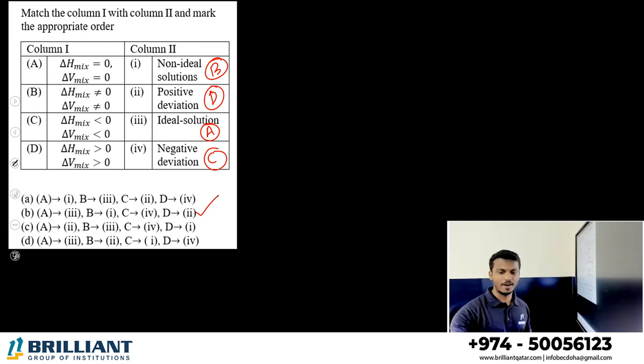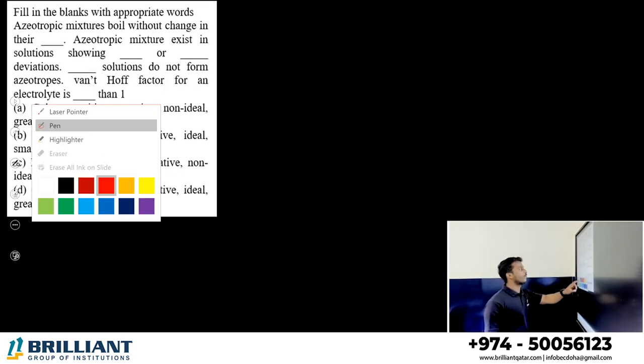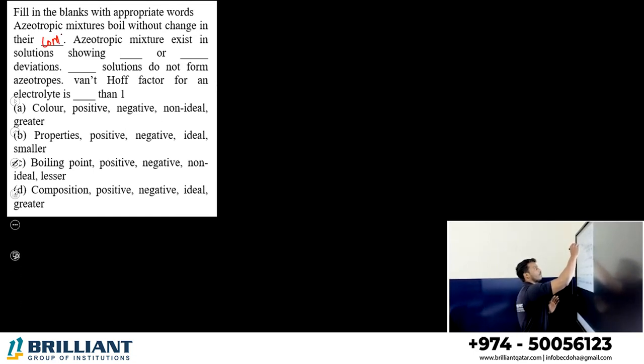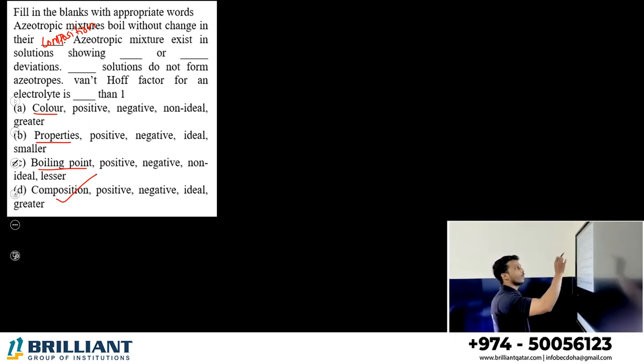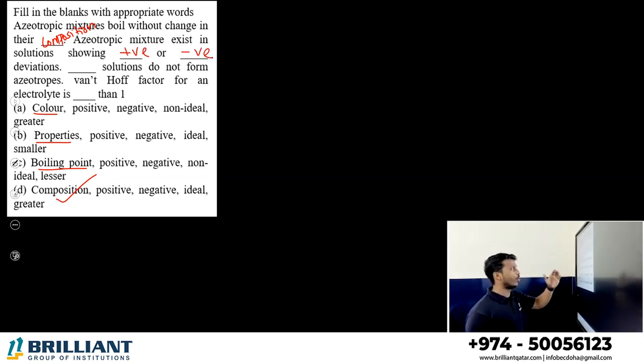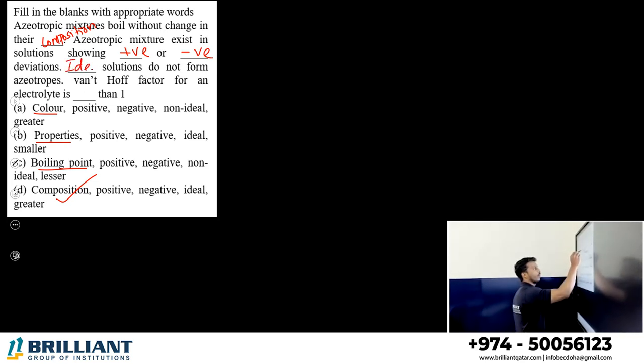Right? Simple one. Now, fill in the blanks with appropriate words. Azeotropic mixture means it is a binary mixture. Two components are there. It has the same constant boiling point without changing the composition. So an azeotropic mixture boils without changing its composition. Hope you get the answer. Here they have given color, property, boiling point, composition. Option D. Azeotropic mixtures exist in solutions showing positive deviation and negative deviation. Dash solution does not form azeotrope. An ideal solution will not form an azeotrope.